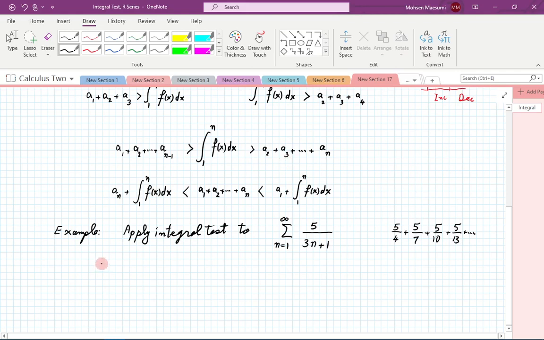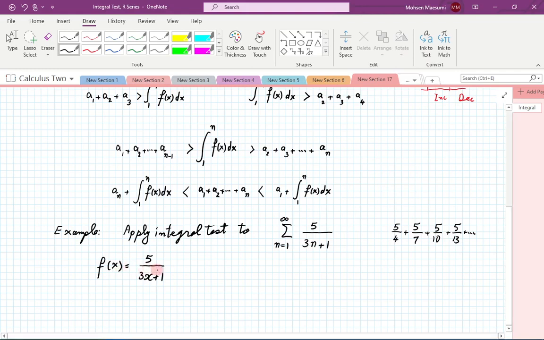So here we say, okay, the matching function is rather obvious. It's 5 over 3x plus 1. So if the function that you have here is one of those basic functions you see in calculus, the conversion from n to x is immediate.